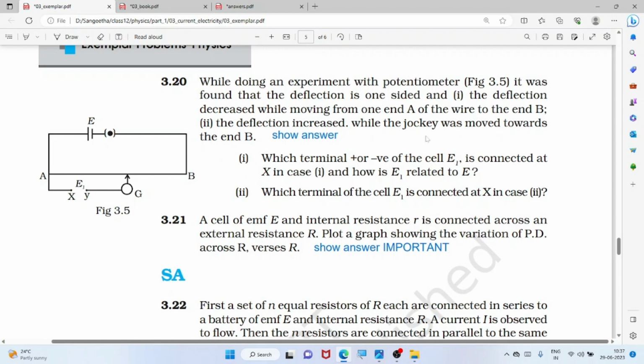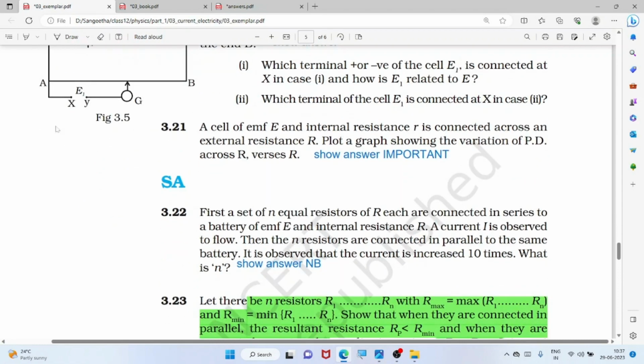This side is the second case. The deflection is increased while the jockey is moved towards this side. So here deflection more means on this side you have to connect positive. This side more means this side positive.